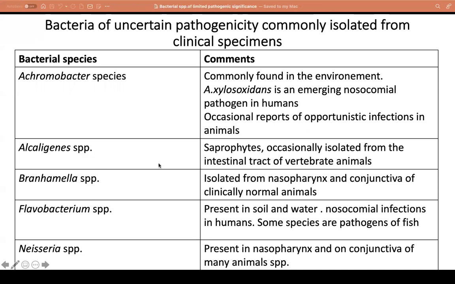Alcaligenes species, like Alcaligenes faecalis, are saprophytes occasionally isolated from the intestinal tract of vertebrate animals. Branhamella species isolated from nasopharynx and conjunctiva of clinically normal animals. Flavobacterium species present in soil and water. Nosocomial infections in humans. Some species are pathogens of fish. And we have also Neisseria species. They are present in the nasopharynx and conjunctiva of many animal species.